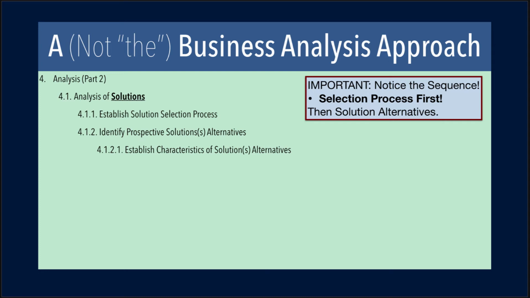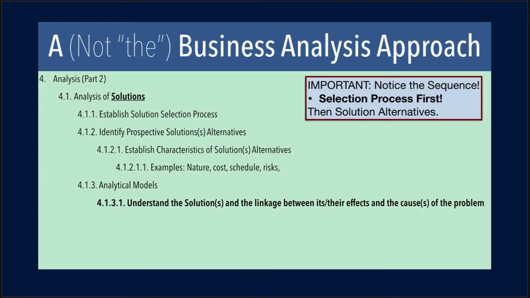Then we want to establish the characteristics of the solution alternatives. For example, what's the nature of the alternative, the cost, the schedule, the risks, as I just mentioned. That leads us to some analytical models for solutions. We want to understand the linkage between a solution or solutions, effects, and the causes of the problem. And if we can't identify a linkage, then what is the likelihood the solution will fix the problem?